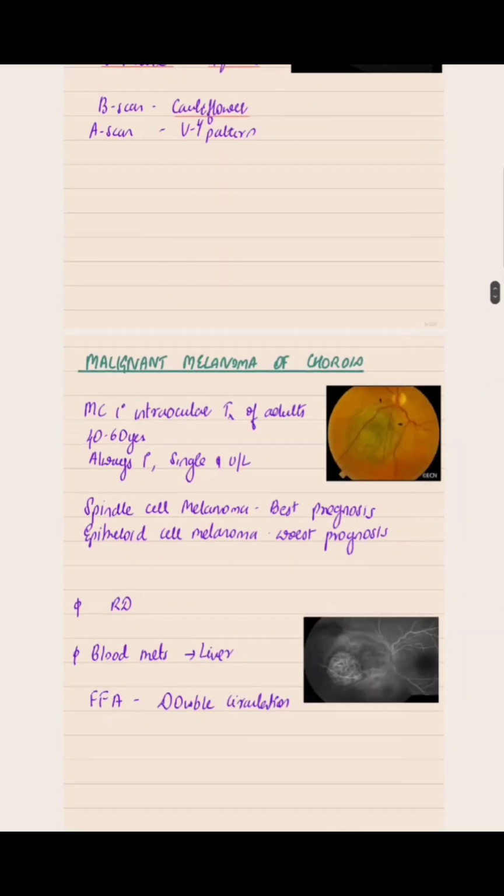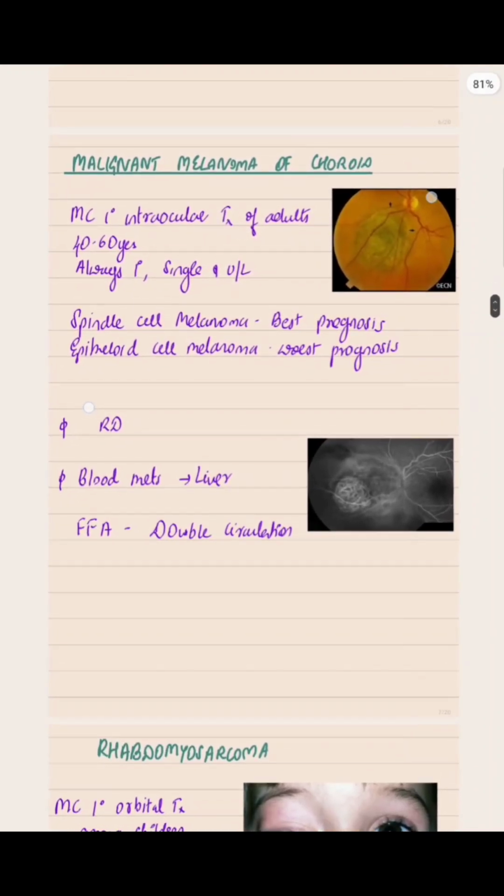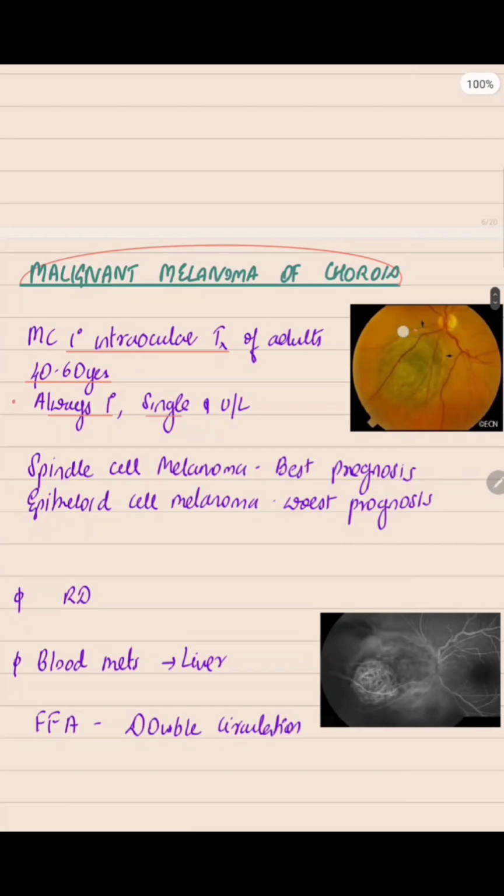Now coming to other tumors, next is malignant melanoma of the choroid. This is the most common primary intraocular tumor of adults. It usually presents in the age group of 40 to 60 years. It is always primary, single and unilateral. This is a picture of malignant melanoma of the choroid.